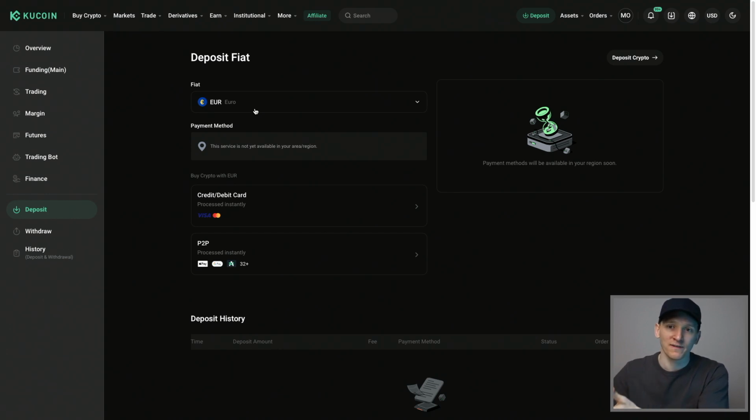So for Euro, that would be SEPA. So you can send in a SEPA payment, and you would have to send it into the bank details. KuCoin will probably give you your account number, and you have to put that in as a payment reference, and then they can just put the assets or the money into your account. Now, the other way, if you can't do that, is to pay via a credit or debit card.